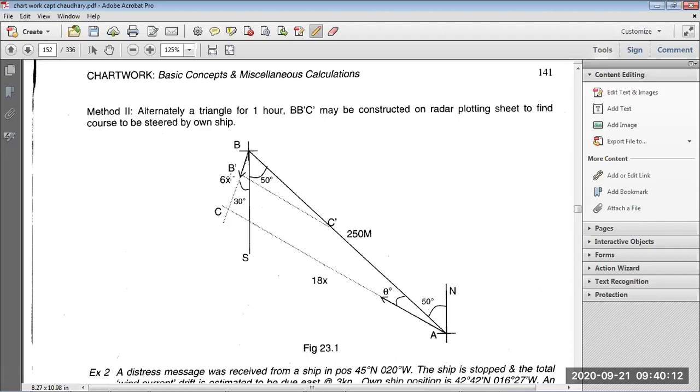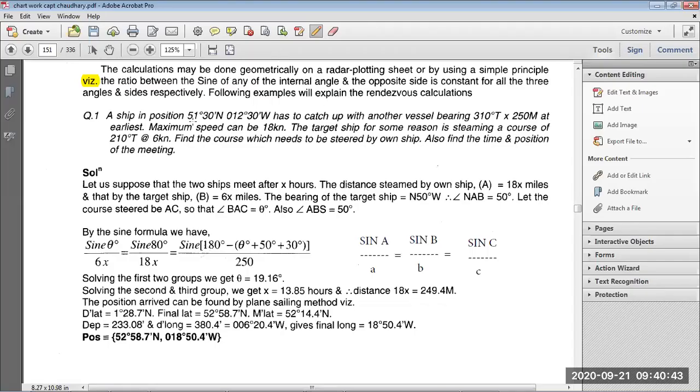So after 6x distance, B will reach at C, and there our ship has to go. So wherever this point comes, our ship has to go there, and the distance we will cover is 18x. So this is a rough triangle which we have to make, and we have to measure the angles and the sides. So you can see here that the target ship is doing a course of 210 at 6 knots.